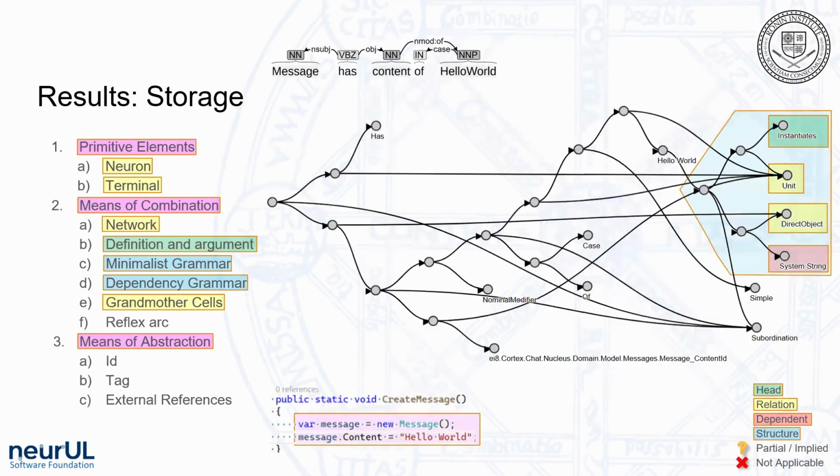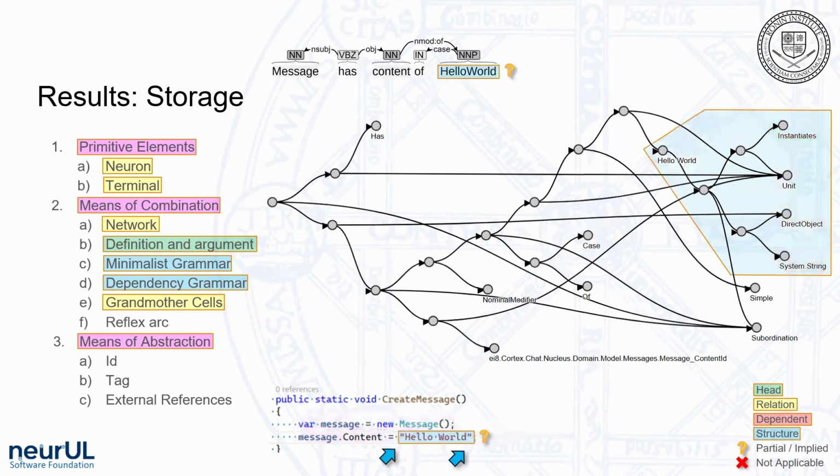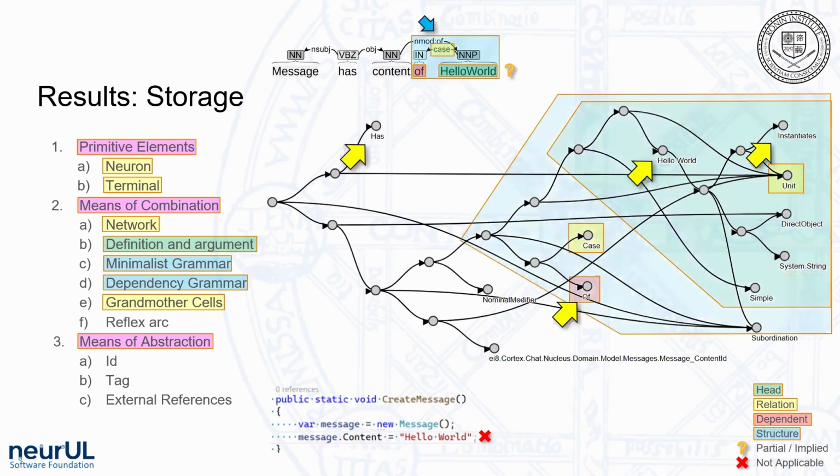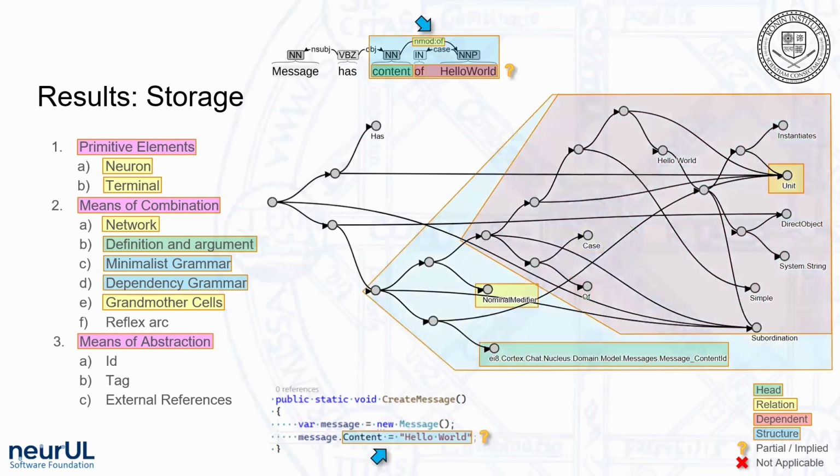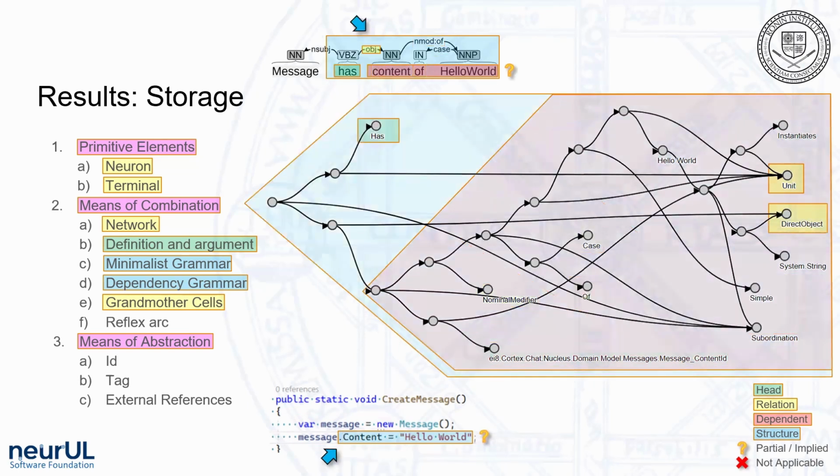By using all the concepts described so far, the neuralizer converts the message instance and its content property in the C# code at the bottom into a network of grandmother cells. In this simulation of the neuralization process, we can see that the neuralizer recursively merges primitive and compound elements, including functions such as case, head, and direct object, with the verbs has and instantiates, the preposition of, and the expression hello world until it converges into a grandmother cell that represents with an even higher fidelity the same expression that is represented by the C# code at the bottom and the dependency tree at the top.